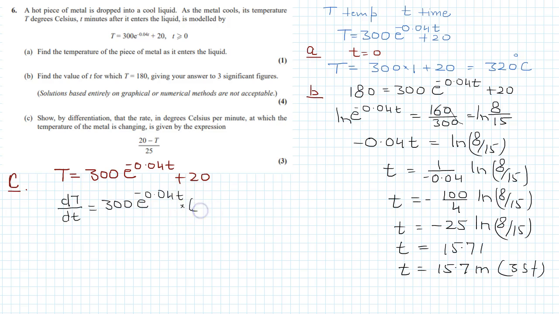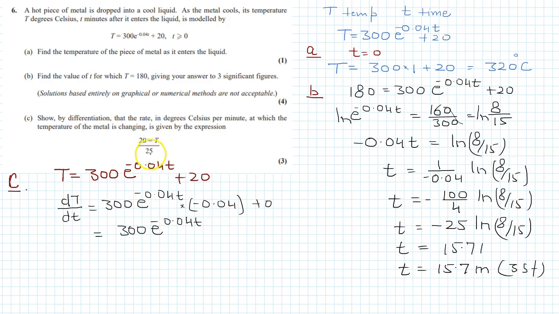So dT over dt is equal to 300 e to the power minus 0.04 t, multiplied by minus 0.04, and this is plus 0. So that is equal to minus 12 e to the power minus 0.04 t.